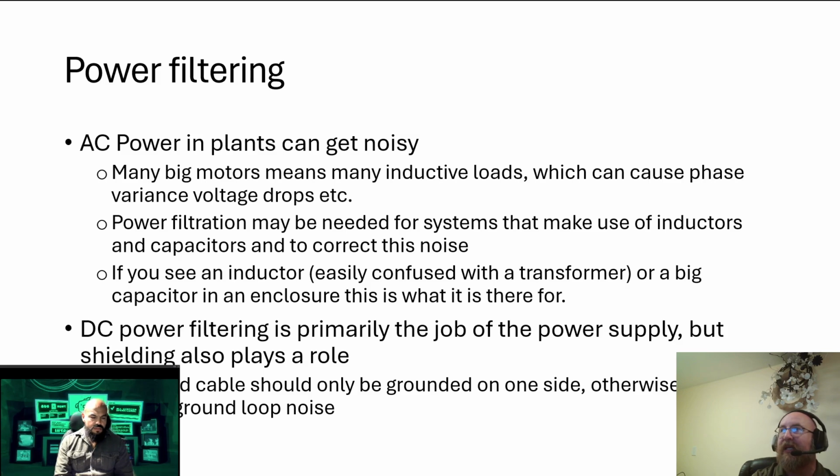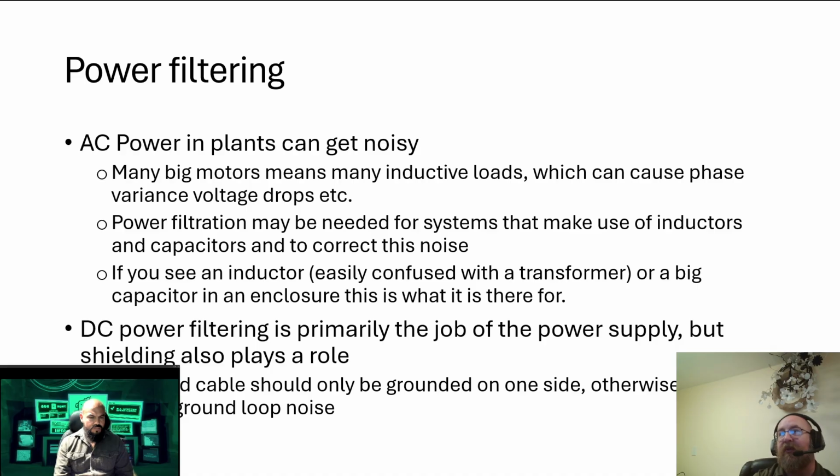But yeah, you'll see power filtration a lot in CNC machines, large robotics, etc. And if you see an inductor, which can be easily confused with a transformer, but an inductor only really has a couple of wires coming from it, as opposed to having 6, 8 wires coming from it, or a big capacitor in an enclosure, that's usually what it's there for. It's to filter that out. In DC, power filtering is primarily done by the power supply that's providing DC in there. So this is why we have a separate video on power supply specifications, because that's going to tell you what level of filtering you're going through on that power supply.